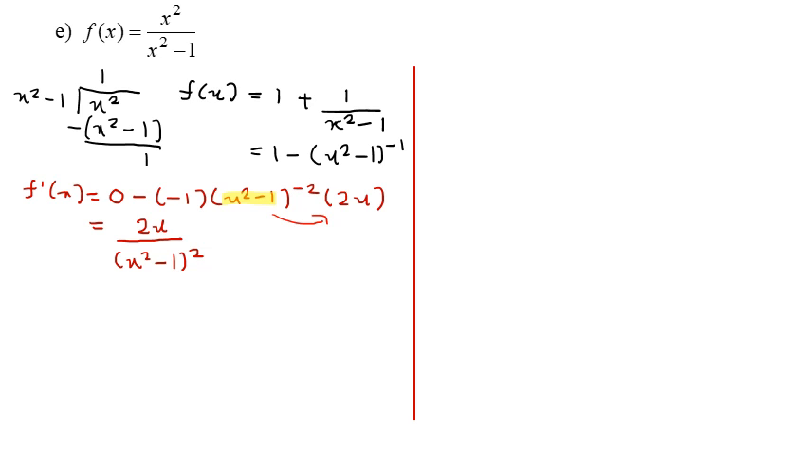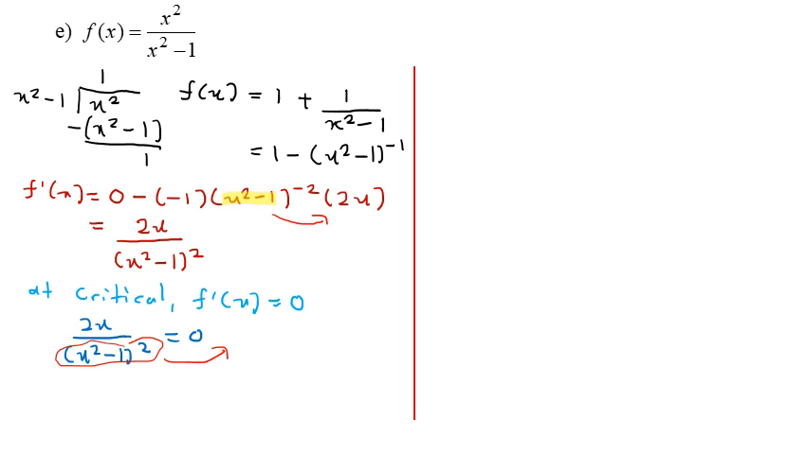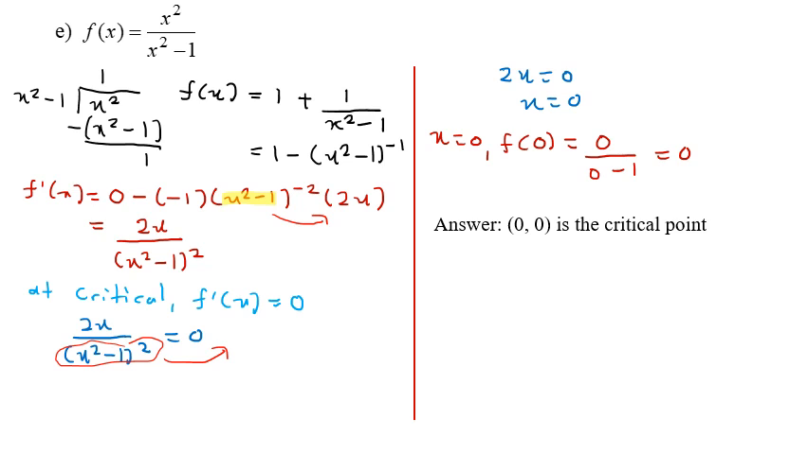Then, after we got f prime, don't forget, in order to find the critical point, we have to equate with 0. Right? So after we equate with 0, notice that we have numerator and denominator. The denominator here, if we bring it to the right hand side, it will also be 0, right? So we can simplify to x equals 0. After we got the value of x, we find the value of f of 0. So substitute, it will also be 0. So we can conclude that the critical point in this case is (0, 0).